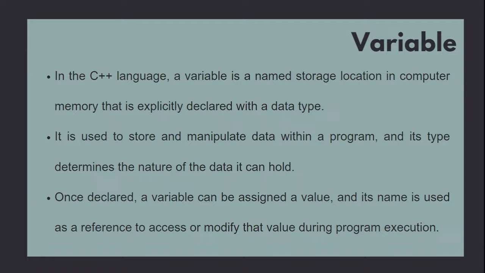So in C++ or in any programming language, a variable is a named storage location in computer memory that is explicitly declared with a data type. What type of data you are going to store, you can declare, and that name will store that particular data. It is used to store and manipulate data within a program, and its type determines the nature of the data it can hold. Once declared, a variable can be assigned a value and its name is used as a reference to access or modify that value during program execution.